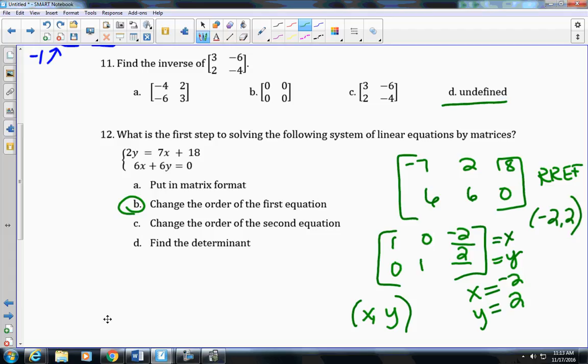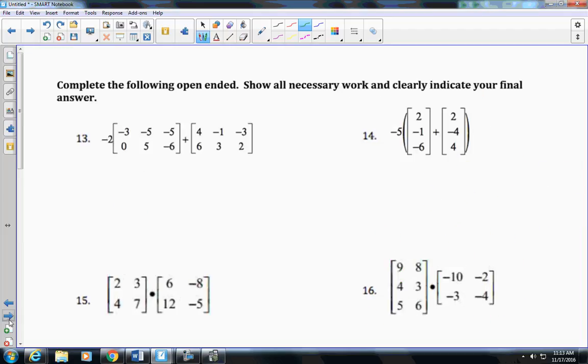Not just a -2 and a 2 out in space. Give them some sort of a definition. Okay? All right. Next. These are ones that we don't have to do together. I just wanted to point out some things about each problem. So on number 13, that's a multi-step operation. What should I do first? So I should do this part first, right? So scalar, then add.